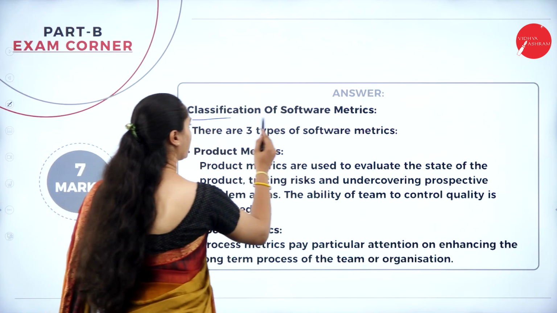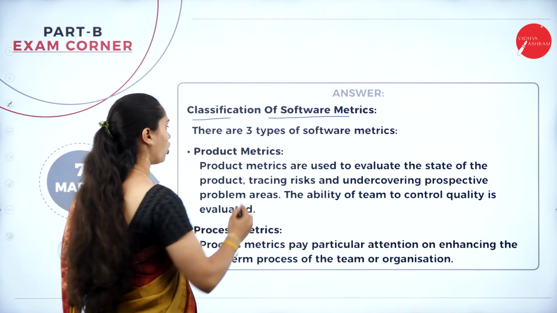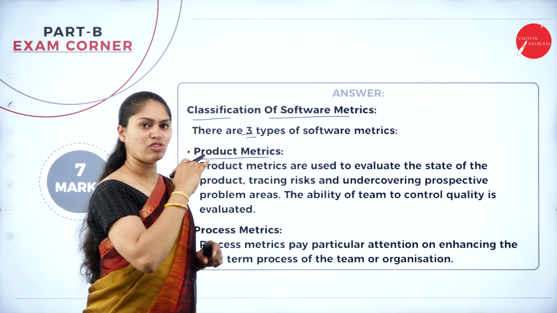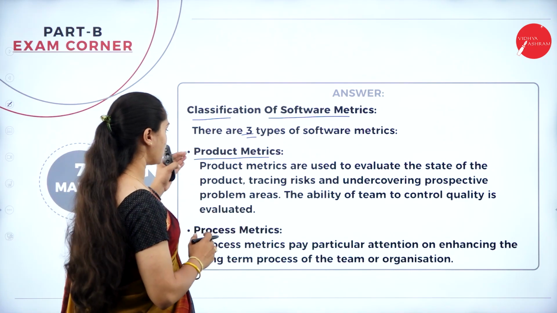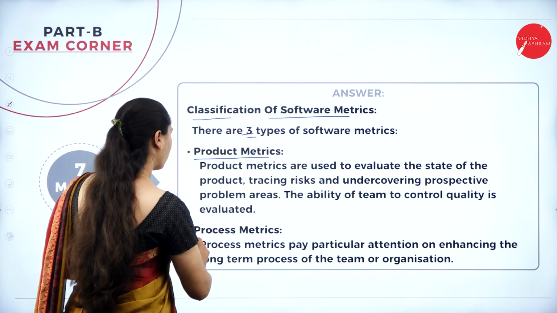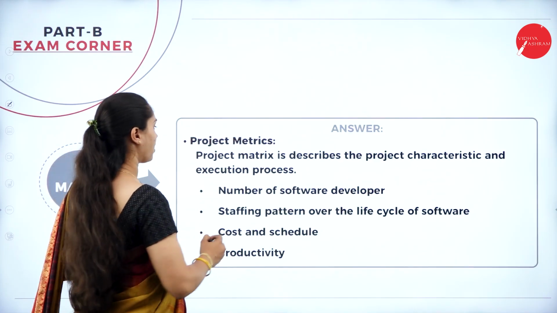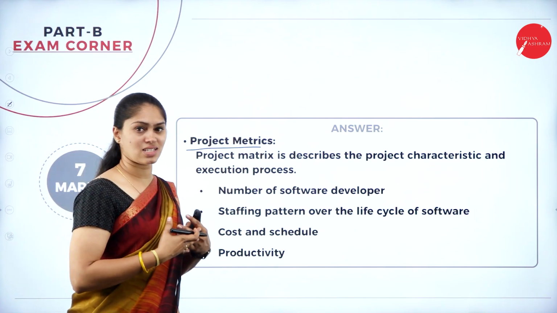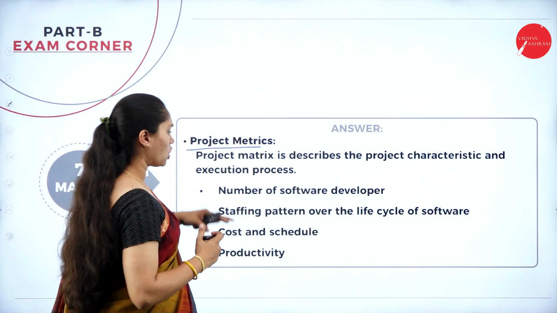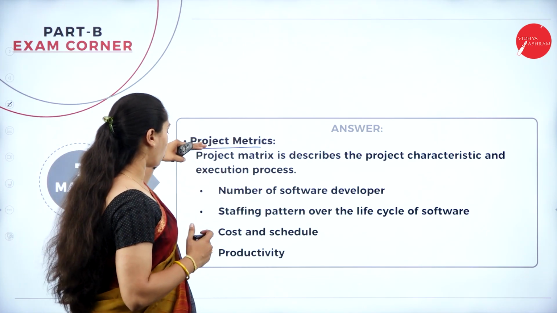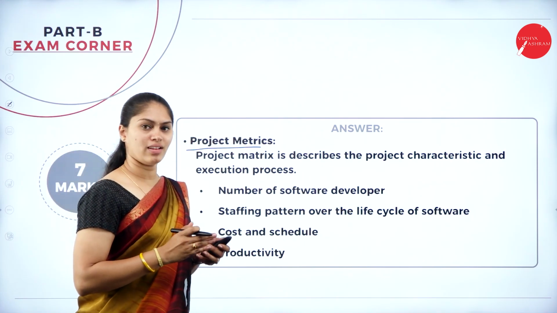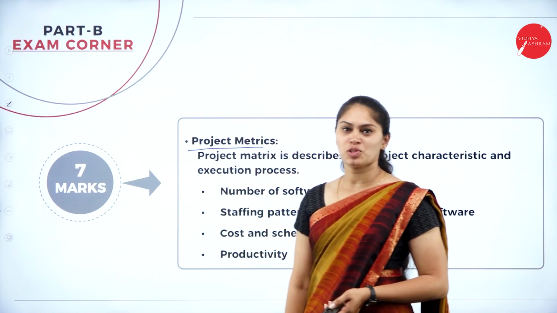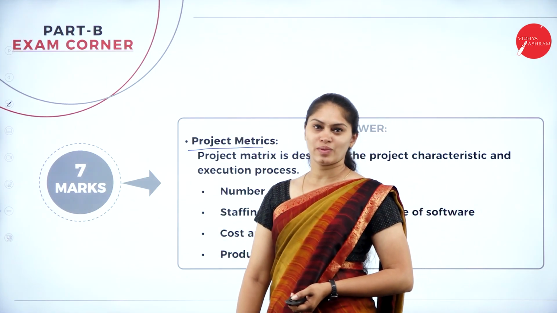And what is the classification of software metrics? It can be of 3 types. One is product metrics, where we are checking the level of input with respect to the product. And we have process metrics. At last we have project metrics. How many developers we are using, what is the time it is taking, what is its cost. Whenever we are checking all these things, it comes to the project metric. I hope you all understood. This is how you are supposed to answer for software measurement as well as metrics.